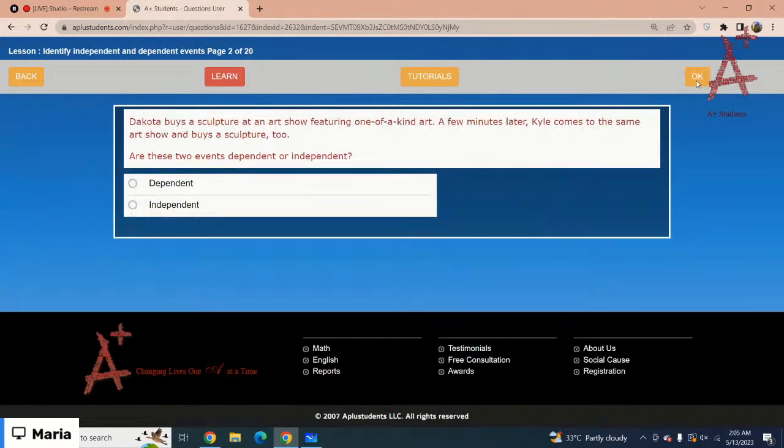Dakota buys a sculpture at an art show featuring one of a kind art. A few minutes later, Kele comes to the same art shop and buys a sculpture too. Are these two events dependent or independent? They are dependent events because the sculpture Dakota buys is not available for Kele. For example, when Dakota went to the art show, there were five sculptures. Now Dakota buys one of the sculptures. So when Kele goes a few minutes later, Kele has four options to buy. He doesn't have the fifth one. So the events are dependent.